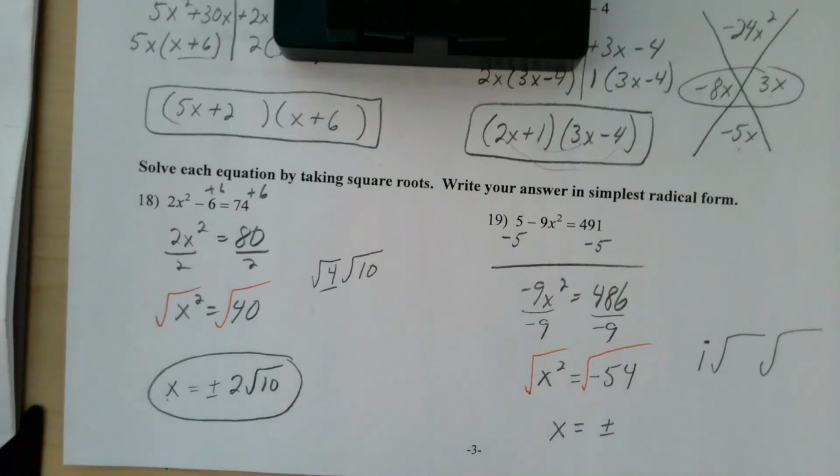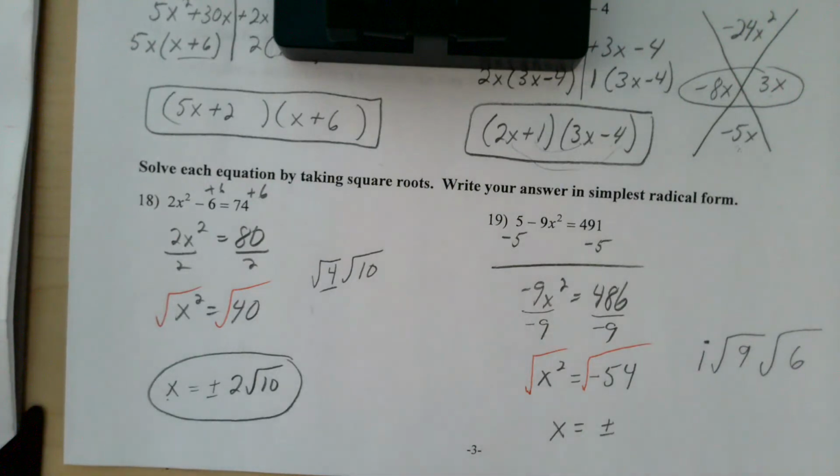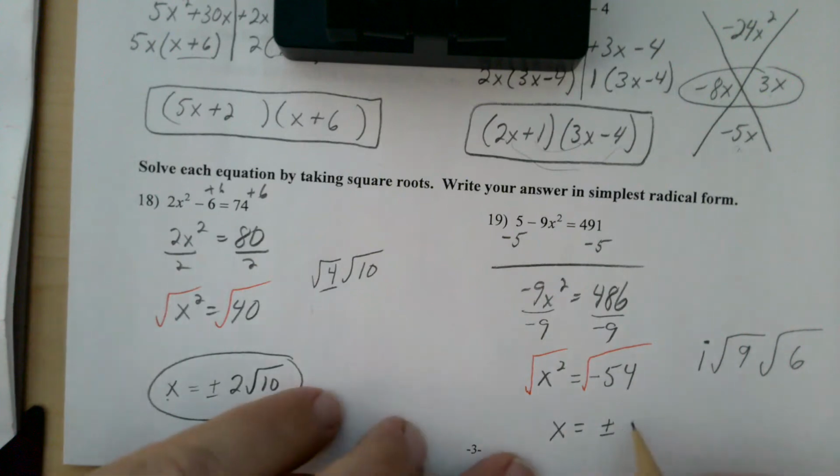You need to know what times what is 54, where I have a perfect square. So you would have to go through perfect squares. 16 doesn't fit in, but 9 does. So 9 times 6 is 54. And the reason I want to break it down that way is that the square root of 9 is 3.